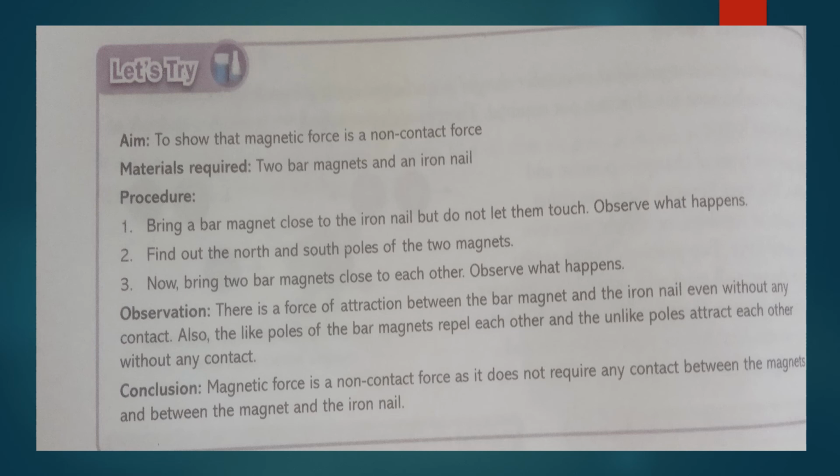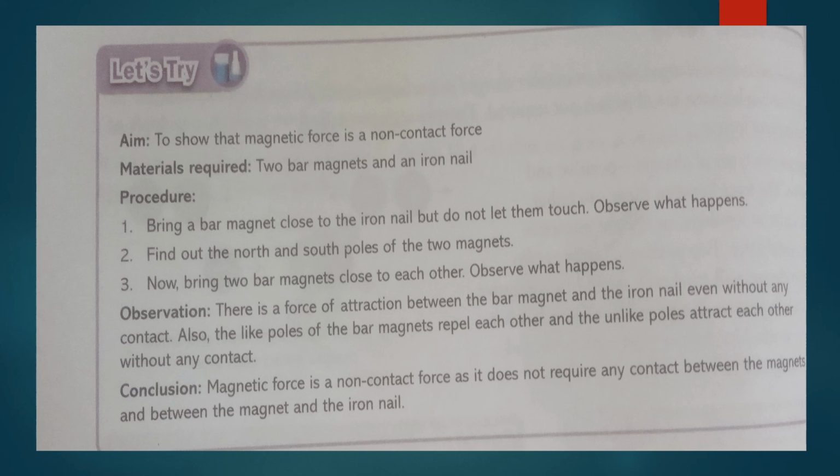Point number 2, find out the north and south pole of the 2 magnets. Point number 3, now bring 2 bar magnets close to each other. Observe what happens. We will observe that there is a force of attraction between the bar magnet and the iron nail even without any contact.